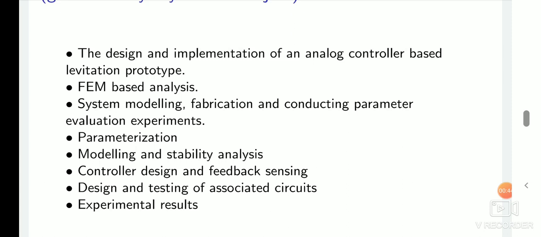So we are discussing attraction type electromagnetic levitation, where the coil force is in the upward direction and mg is in the downward direction. So it's an open loop unstable system, and the system is highly nonlinear because air gap versus position is highly nonlinear. So to design the controller, we need a nonlinear controller or a linearized controller.